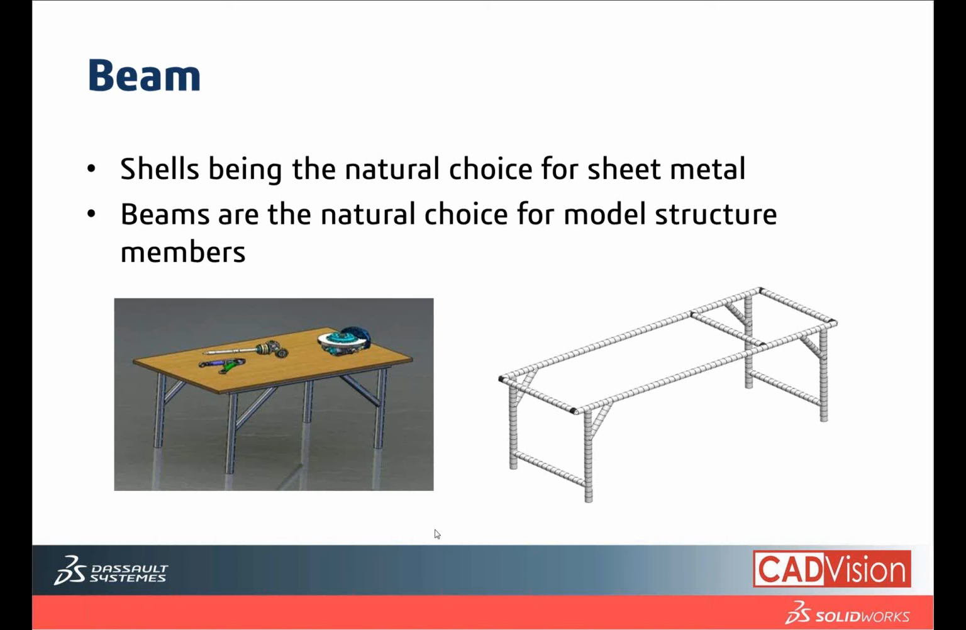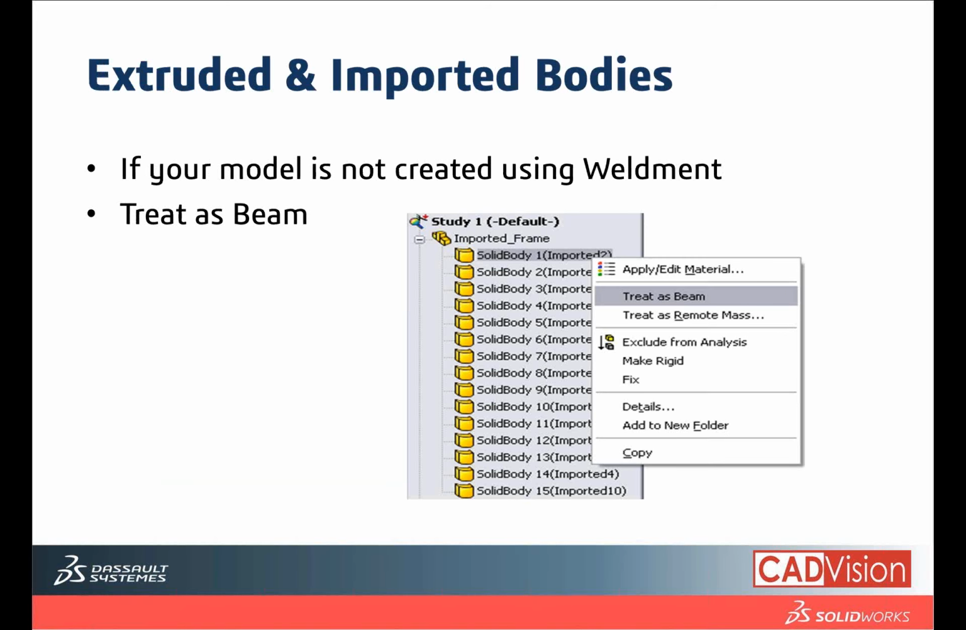So this is an example of the weldment frames, and this will be the mesh. I will explain more on this in a later slide. If you are not using a weldment model, for example you extrude profiles, or you use imported bodies, you download the frames from any 3D content center or any CAD website, you download the files and you want to do analysis on those particular frames.